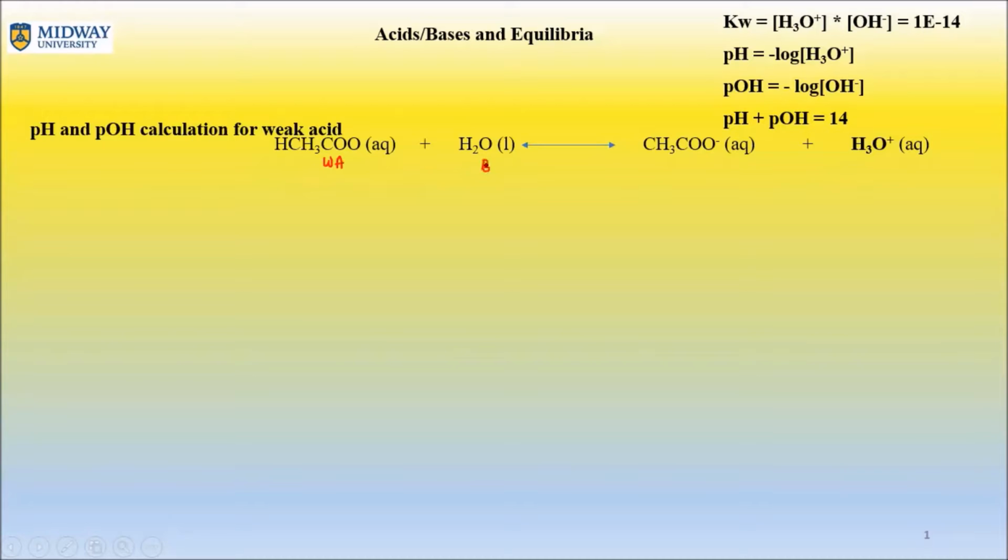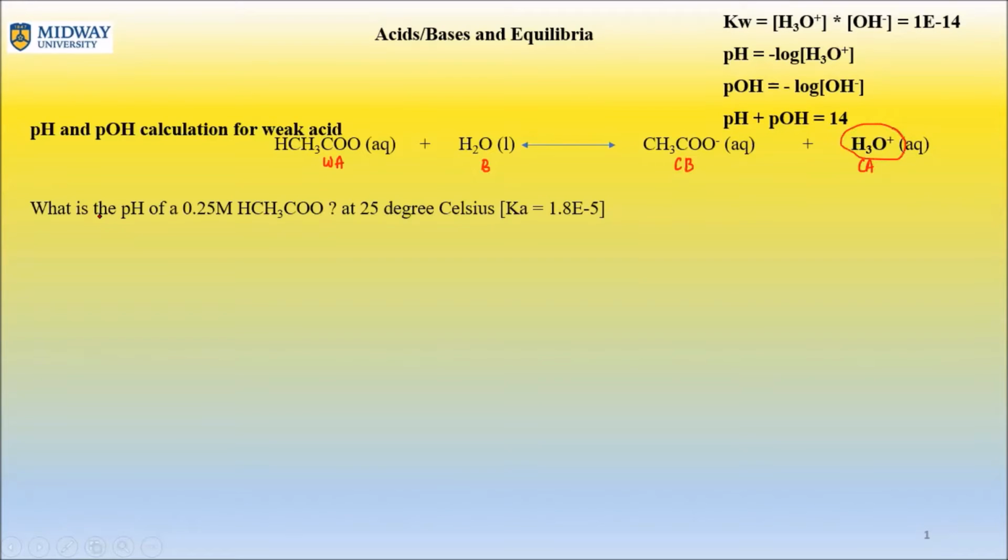So this is a base. So this is the conjugate base, and this is the conjugate acid. And the fact we know we've made an H3O plus indicates we got to use Ka expression. And before that, let's actually write the problem. I'm asking you to find the pH of a 0.25 molar acetic acid at 25 degrees Celsius.